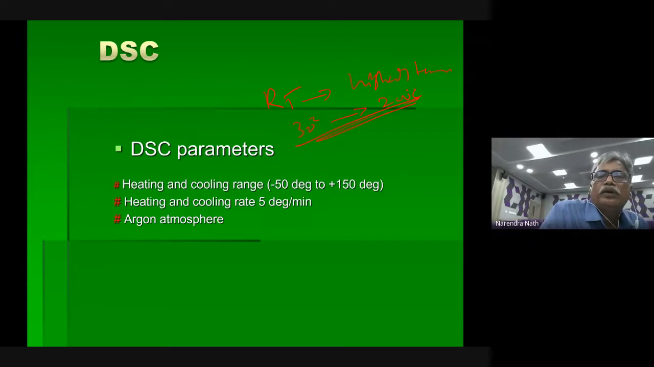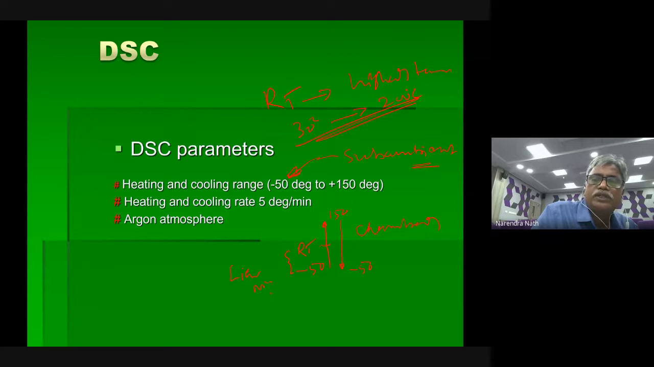When you want to go for negative, subambient temperature, then the problem comes. Because of the heating chamber and cooling chamber, you have to start at -50 first. From there it should go to 150, then from there come back to -50. Now from -50 to room temperature, you have to use liquid nitrogen.